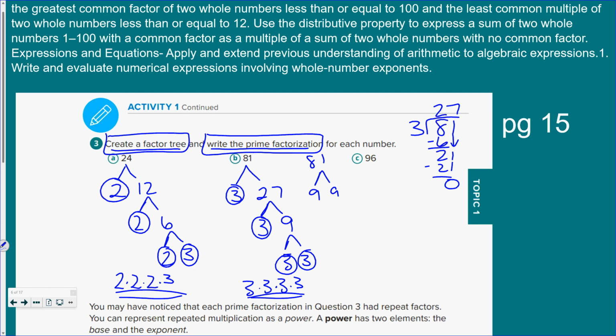Is 9 a prime number? Can I divide it by 2? By 3? Yeah. 3 times 3. What about the other 9? Can I divide it by 2? By 3? Yeah, so I do it. 3 times 3. Did I get the same answer? Yes. So did it really matter?